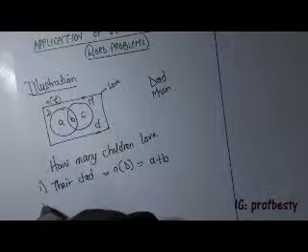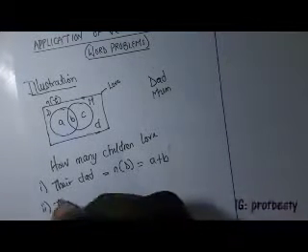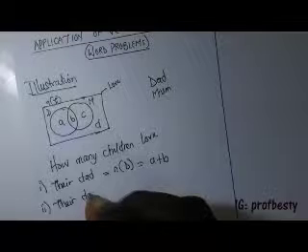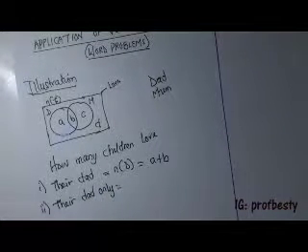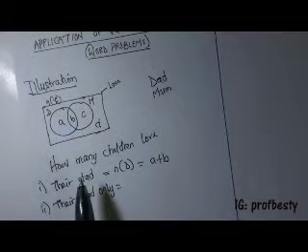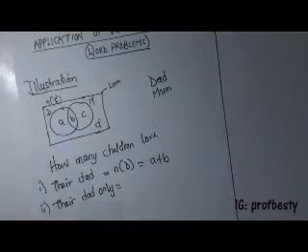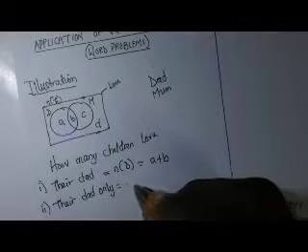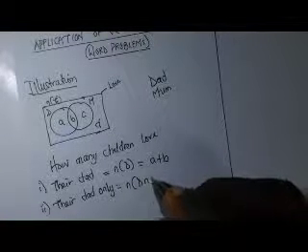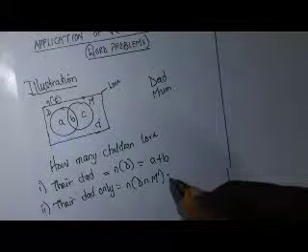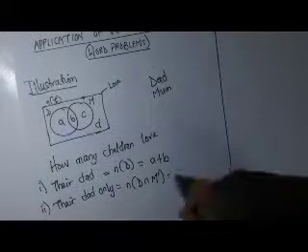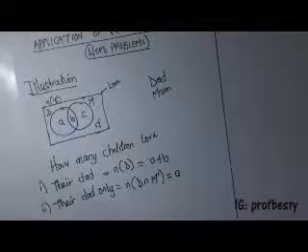The second then asks, how many children love their dad only? This is quite tricky. Dad only means I love my dad and I don't love my mom. How do I represent this? It's going to be equal to I love my dad, intersection I don't love my mom. That calls for a complement, and that is going to be equal to A. Okay, let's go over it again.